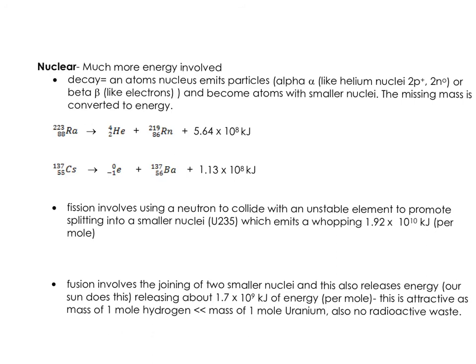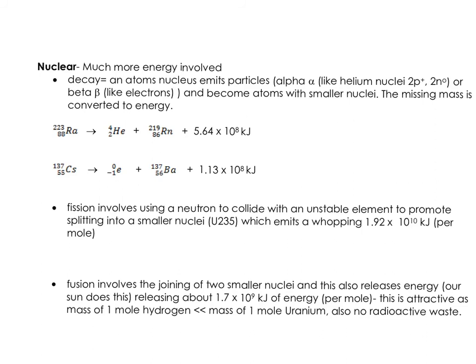We also have nuclear fission. So this is where we collide a neutron particle with an unstable element like uranium-235, and we end up splitting it into smaller nuclei, smaller elements. And for uranium-235, it emits 1.92 times 10 to the 10 kilojoules per mole. That's a large amount of energy, a very large amount of energy.